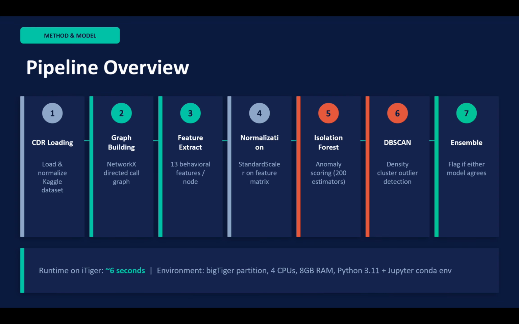So right now we're just gonna look at the method. Here's the pipeline overview. We load the data, build the graph, extract the features, and normalize them. Run isolation forest, run DBSCAN, combine them into an ensemble. I would say it's pretty clean and it runs pretty fast on the cluster. I wanted to point out on step 7 that the ensemble is basically the system saying, if either of my two detectors think something is wrong, we flag it. It's like having double security basically.